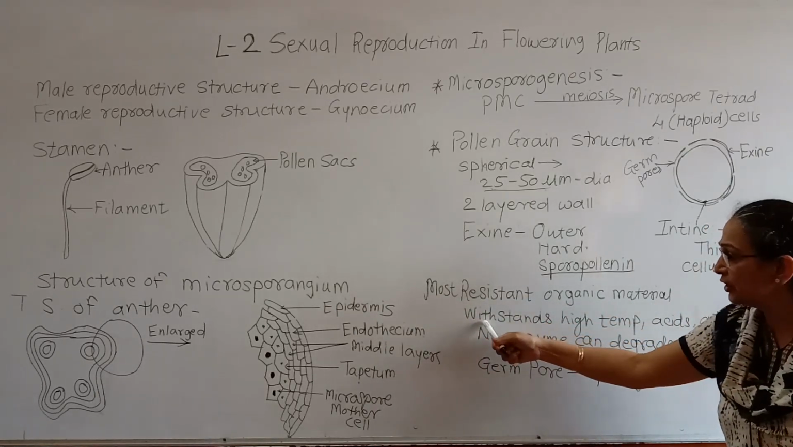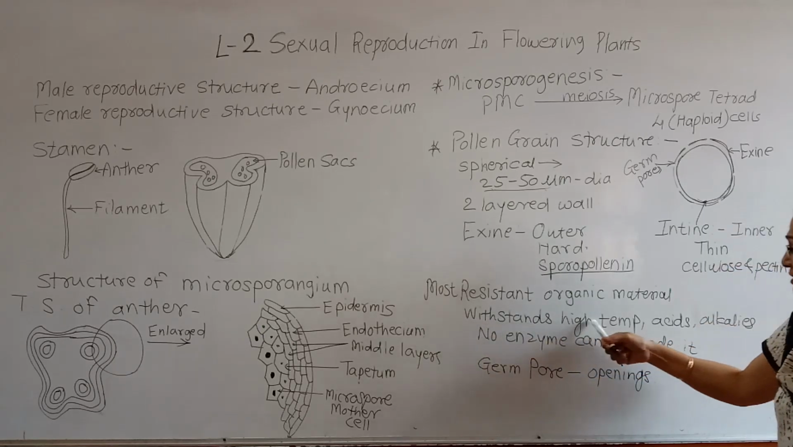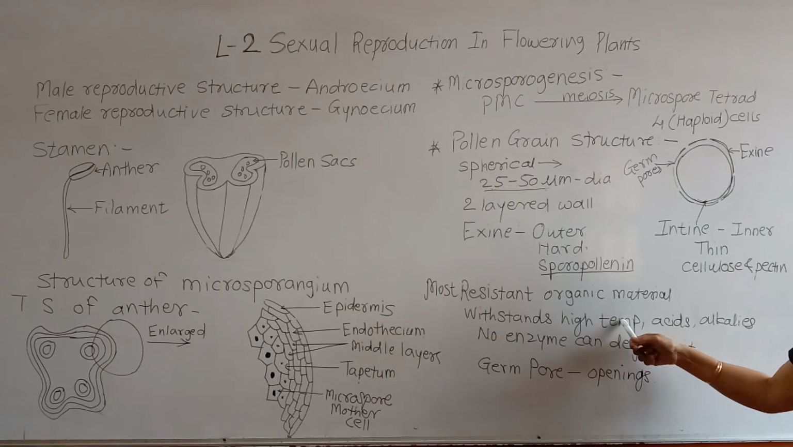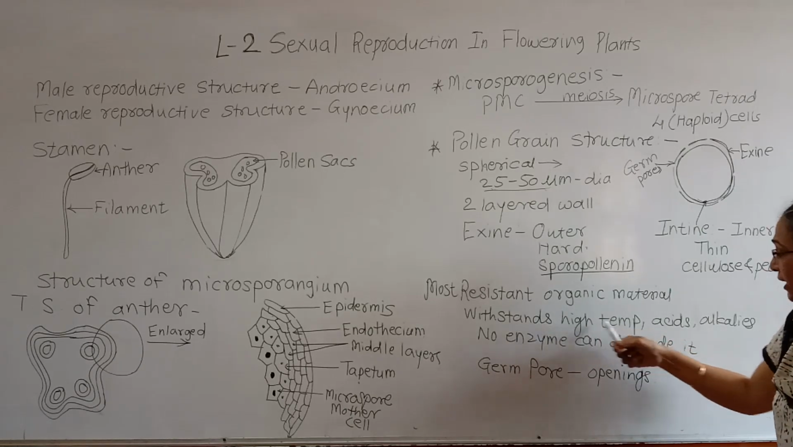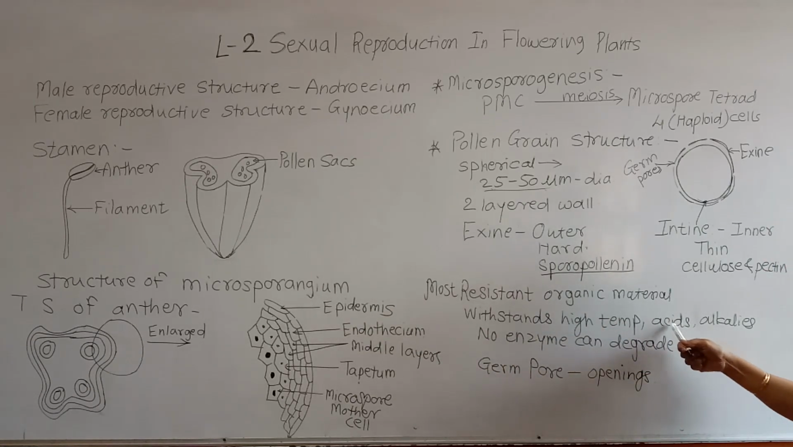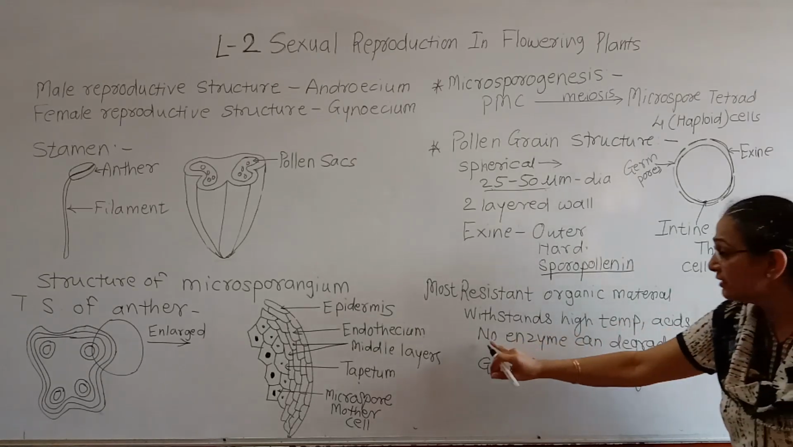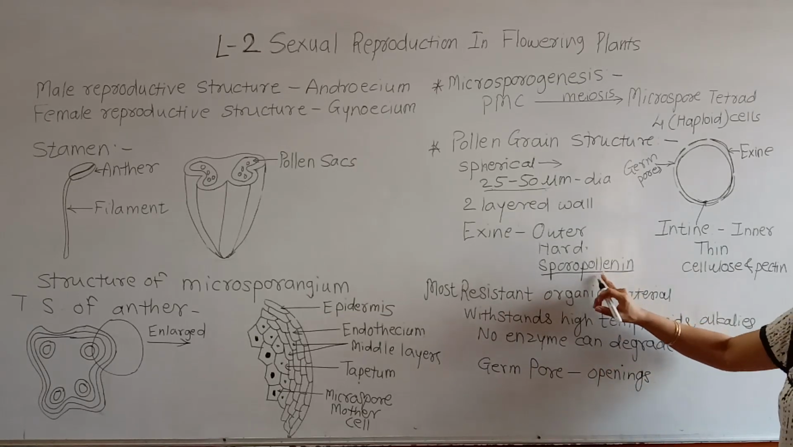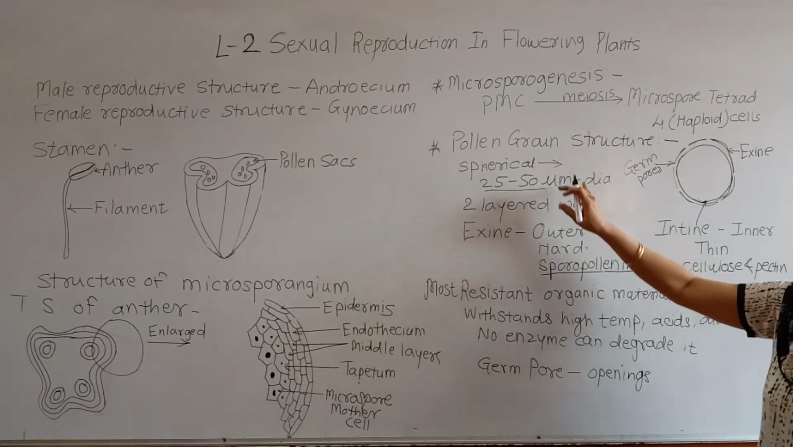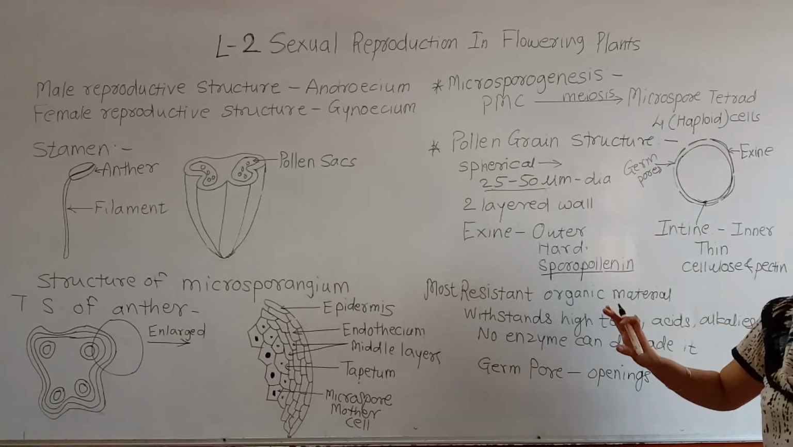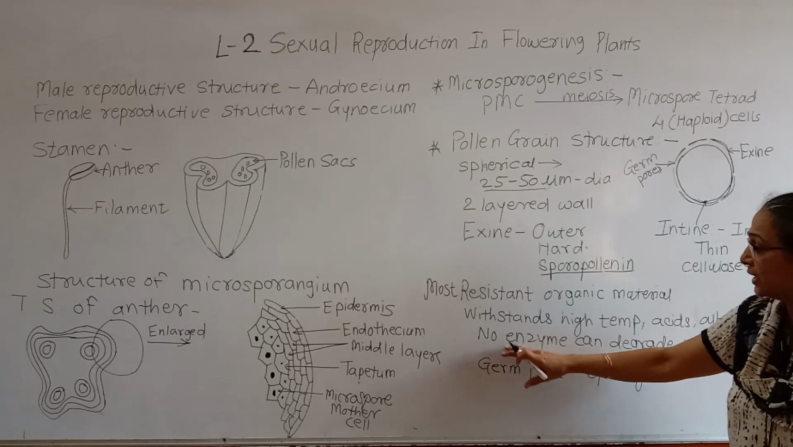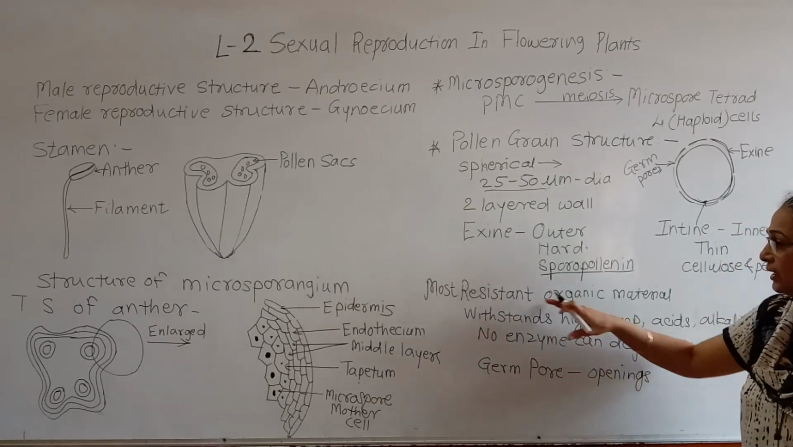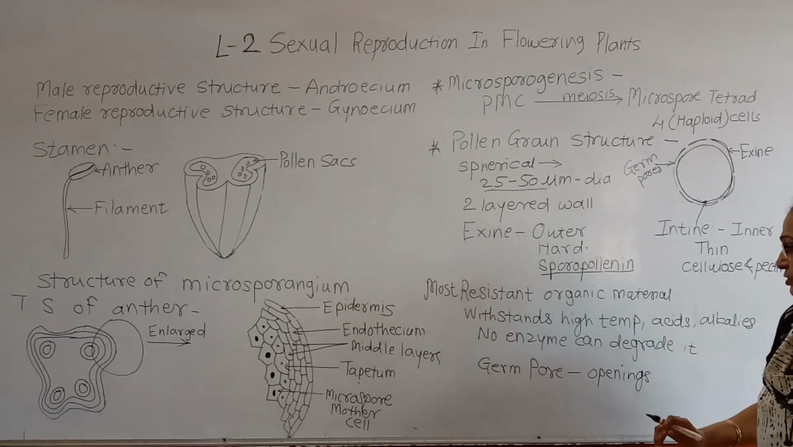Another property of this is it withstands higher temperatures, not getting affected by very high temperatures or acids and bases or alkalis. Yet there is no enzyme discovered which can degrade this sporopollenin. So you may get the fossils of the pollen grains. Sometimes fossils are also obtained because it is not degraded and it is the most resistant structure.